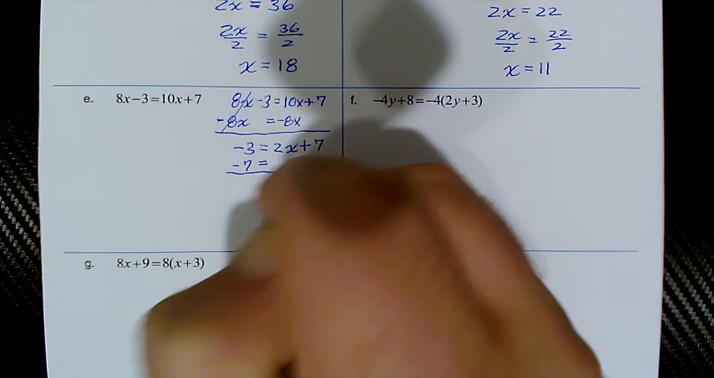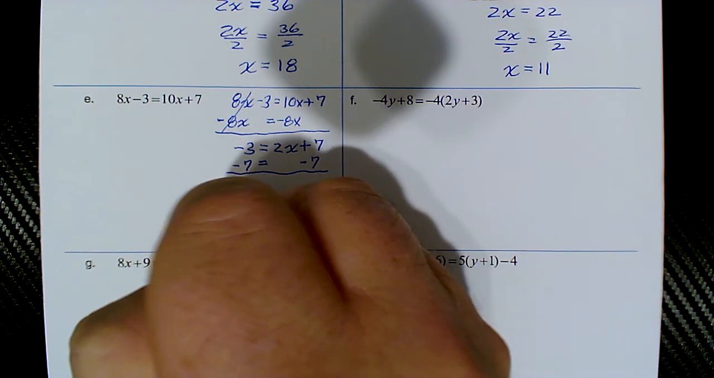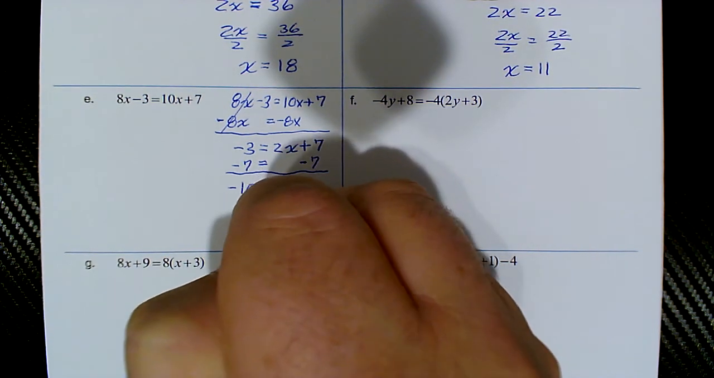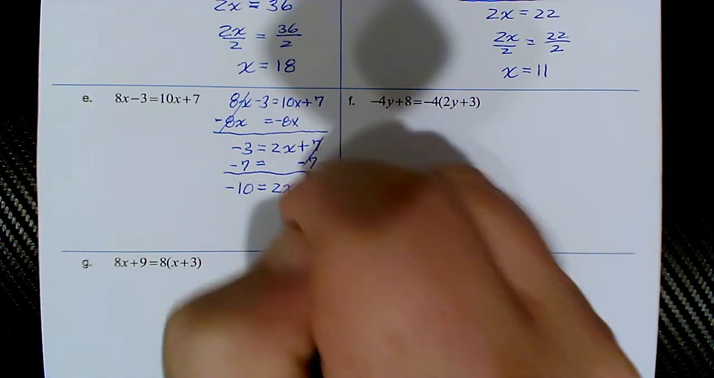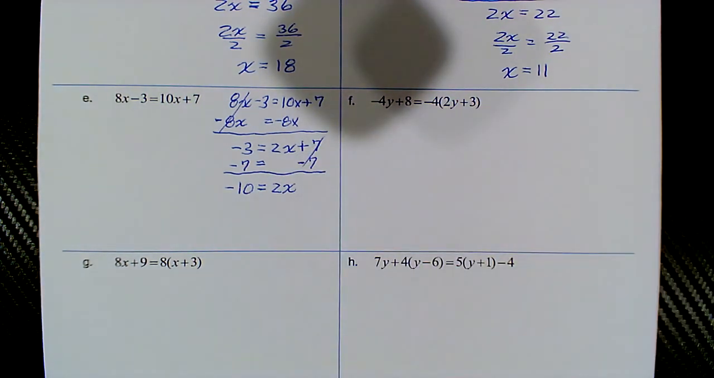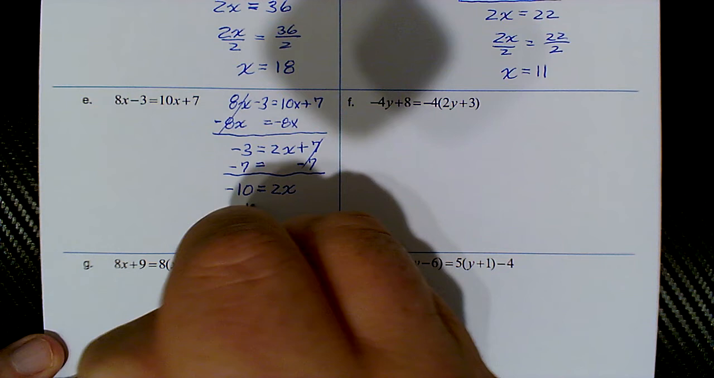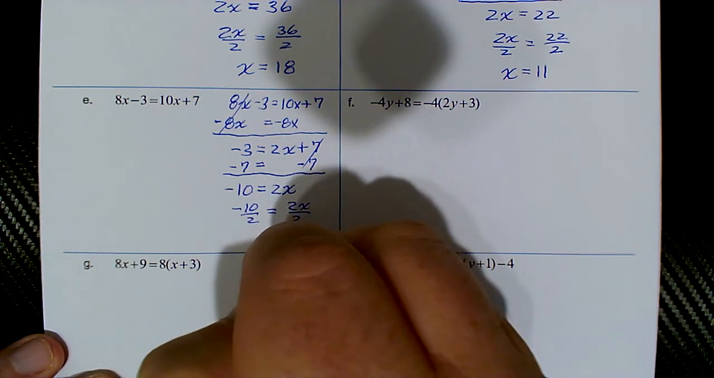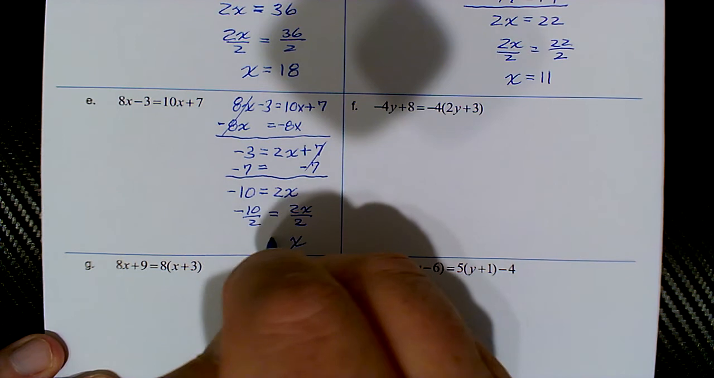And -3 and -7 combine to give -10. Recopy the equals, bring down the 2x, and these 7's are now gone. And now it's just a simple division. So we're dividing both sides by 2. And x is -5.